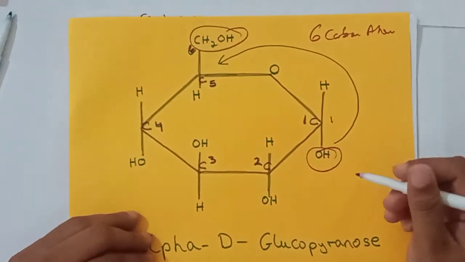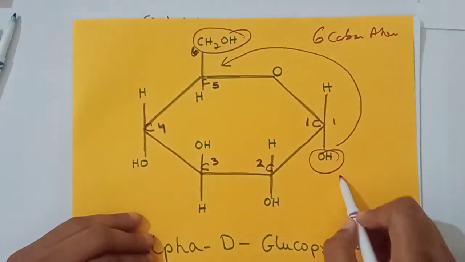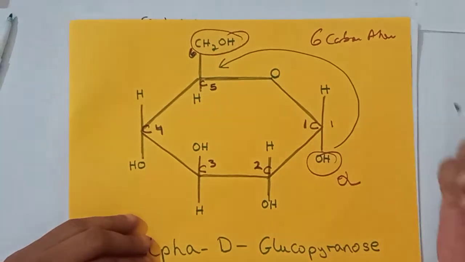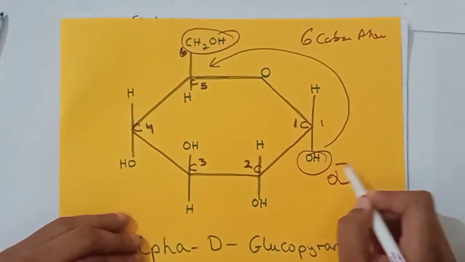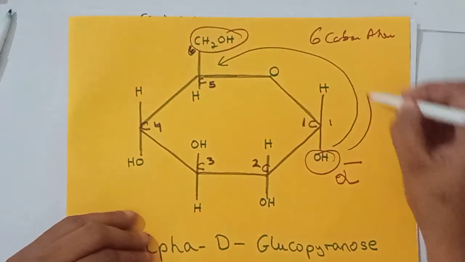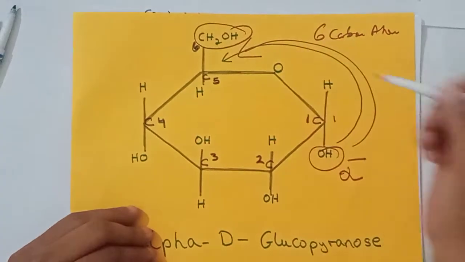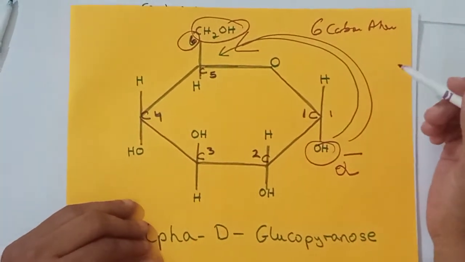This type of glucose is named alpha because it has an alpha configuration. In alpha carbohydrates, the hydroxyl group, the OH group of carbon number 1, points in the opposite direction of carbon number 6. So these are opposites to each other.